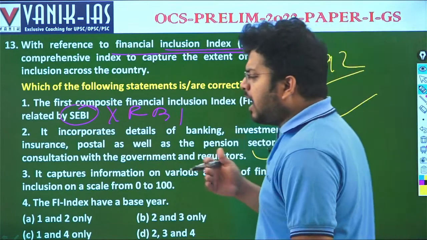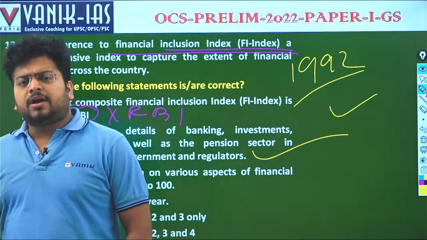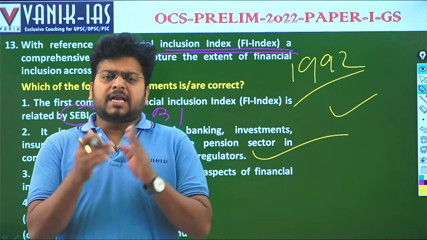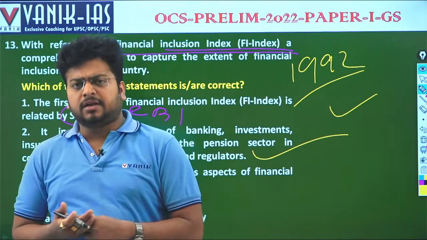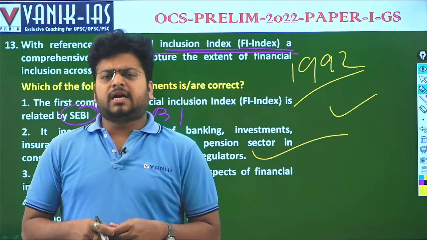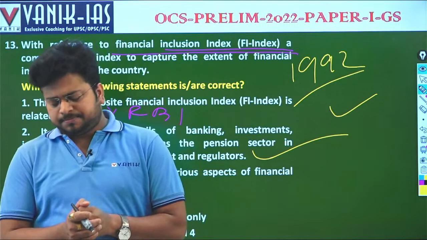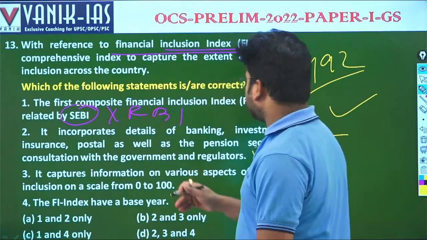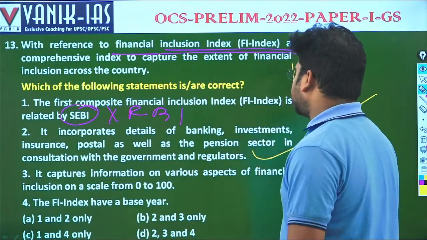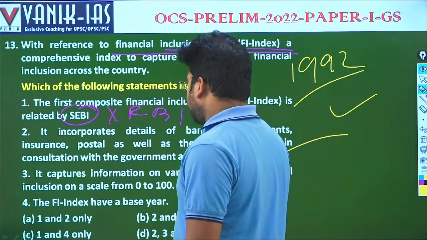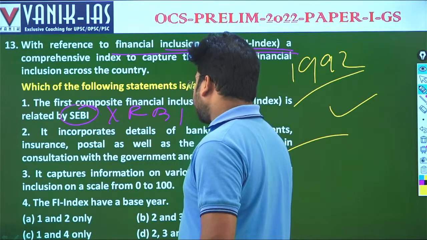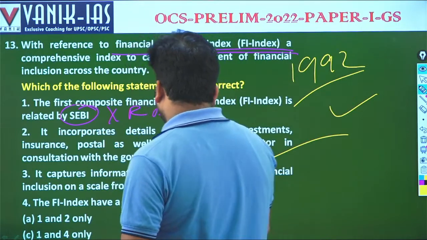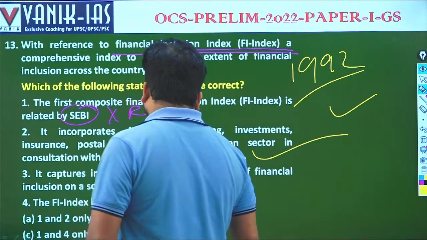Financial inclusion means how the deprived section of society becomes part of the financial system. That is financial inclusion. When the poor section of society gets attached to the banking channel, that is called financial inclusion. So banking, investment, insurance, all are called financial inclusion. It captures information on various aspects of financial inclusion on a scale from 0 to 100. The financial index has a base year? No, this is not right, it does not have any base year. So only 2 and 3 options are right.